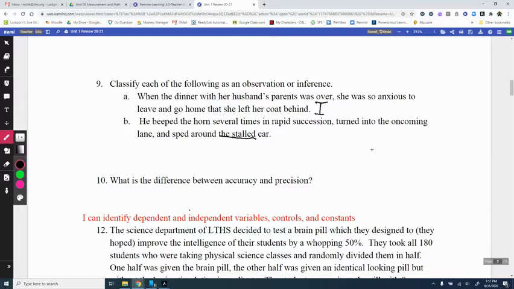You can observe a car to be stopped. You can observe maybe some smoke coming out of the hood, but you can't observe a car to be stalled. You can infer that because it stopped and because there's smoke coming out of the hood, it must be stalled, but you can't make that observation. So that's why I said this is a really tricky one, because a lot of people would probably just read right over that stalled car part and just say, oh yeah, that's an observation because of all the other things in this. But that one word makes it an inference instead of an observation.